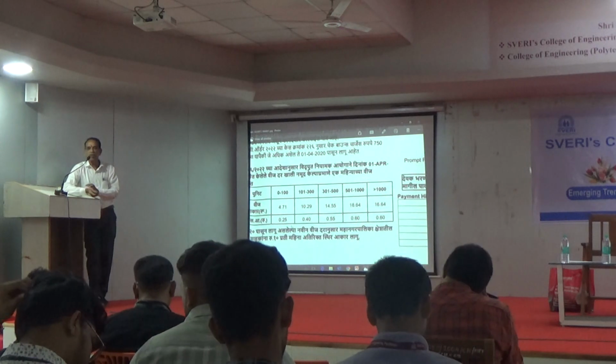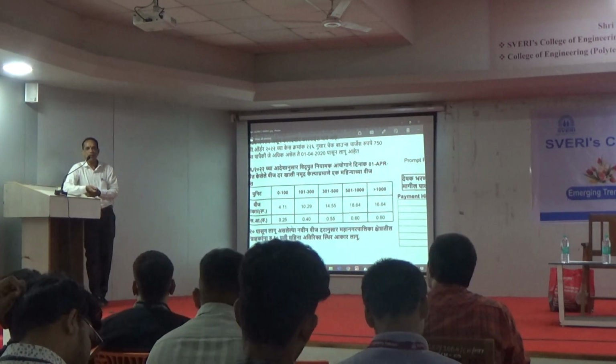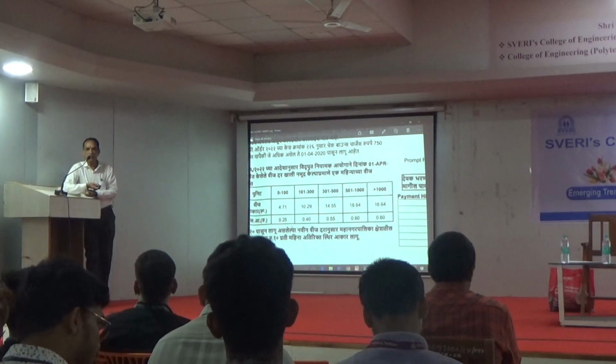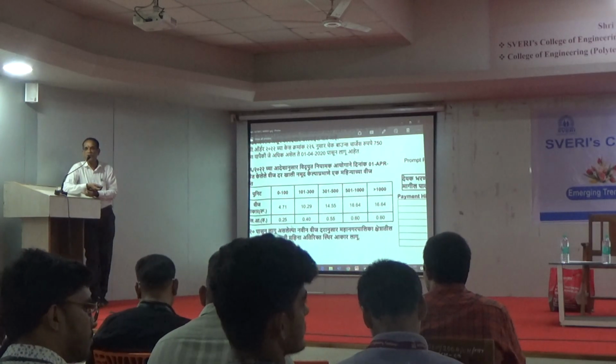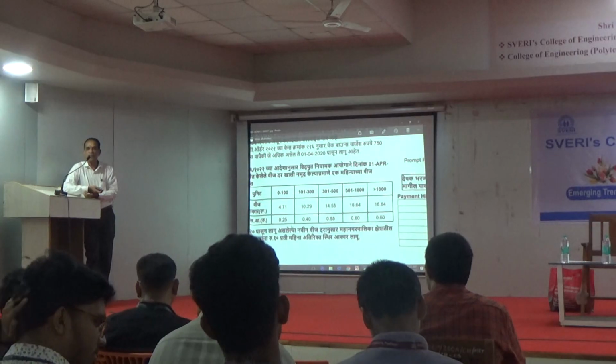The market cost of 1 kilowatt is 80,000 rupees. Actually, the manufacturing cost is 55,000 rupees. The subsidy you get is around 30,000 rupees. Okay, this is your first best business opportunity.